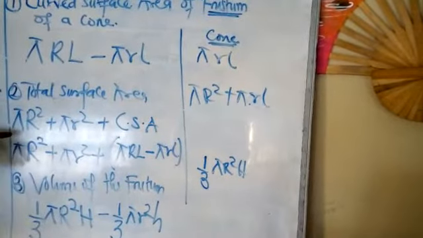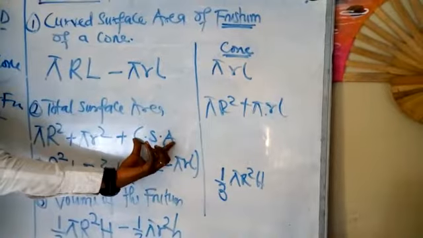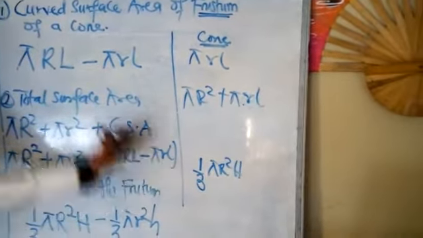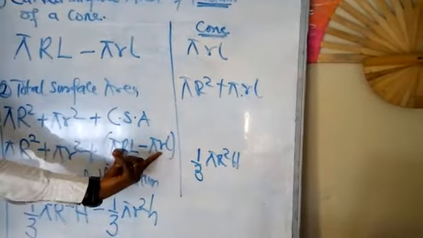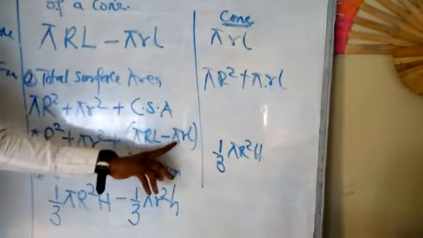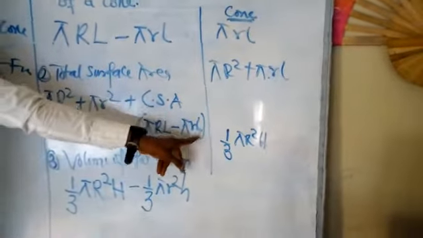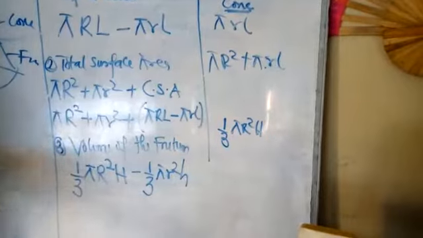We said the total surface area is pi R squared plus pi r squared plus the curved surface area. Of course, this is the curved surface area as we have obtained before. So you just put it here. It becomes pi R squared plus pi r squared plus pi R L minus pi r l. Don't forget this L is the slant height, while this small l is also a slant height, the big and the smaller part of the slant height.